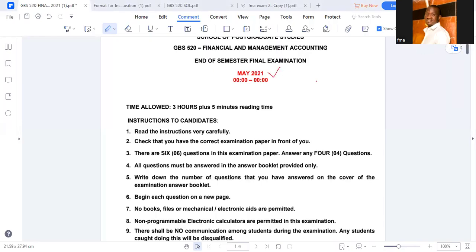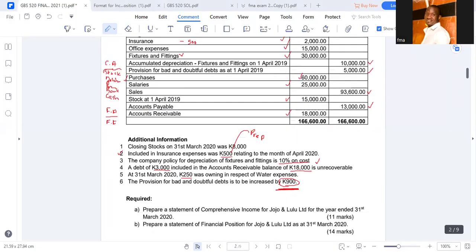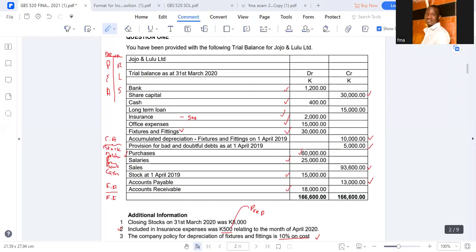We'll review our 2021 paper. Question number one, we have been given the following trial balance. And the additional information is that the closing stock as of 31st March 2022 was 8,000. Included in the insurance was 500 relating to the month of April 2020.